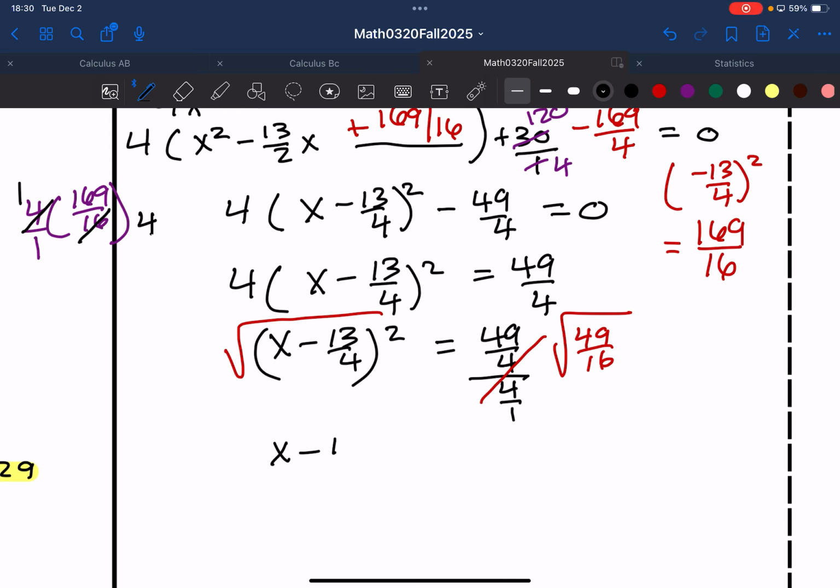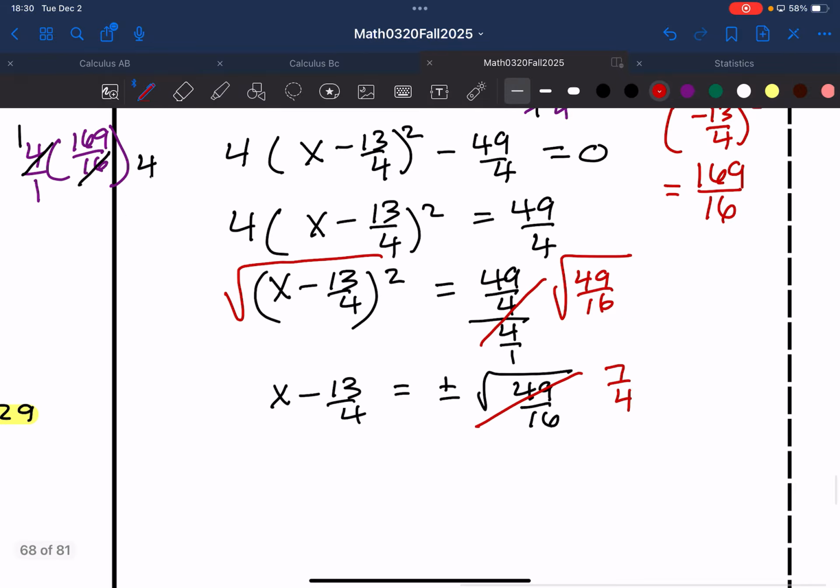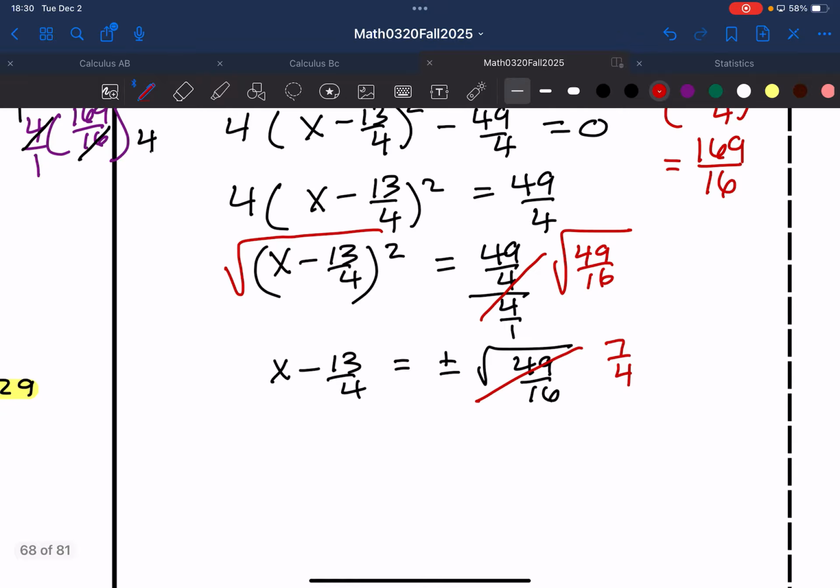So x minus 13 over 4 is equal to plus or minus the square root of 49 over 16. Notice they're both perfect squares, 49 and 16, which means we no longer have the square root of 49 over 16, but instead 7 over 4. The square root of 49 is 7. The square root of 16 is 4. It's actually turning out to be a pretty problem, right? Because we have two fractions with common denominators now. All that work and it's going to be a pretty answer.